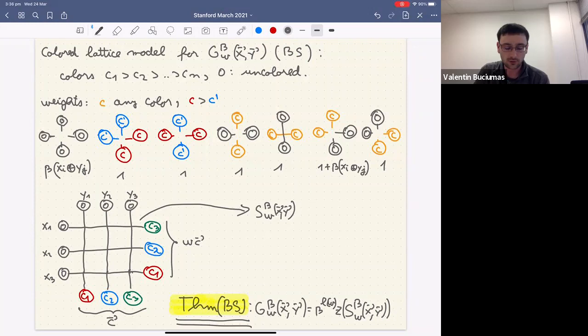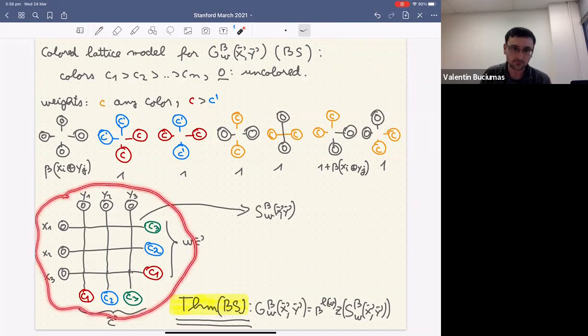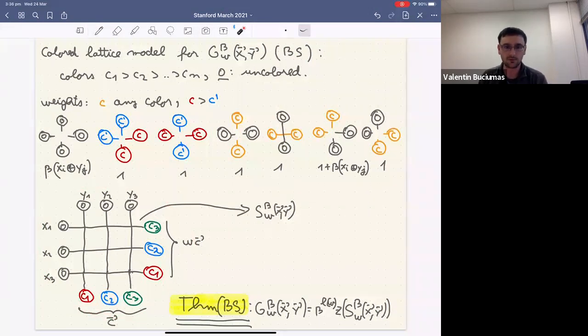So our model is colored. So as usual, we work with colors C1 through Cn, and they'll be ordered. So I want C1 to be larger than C2 and so on. And 0 will correspond to no color. The lattice model will be n times n grid. That looks something like this. We've seen this before many times in the past.